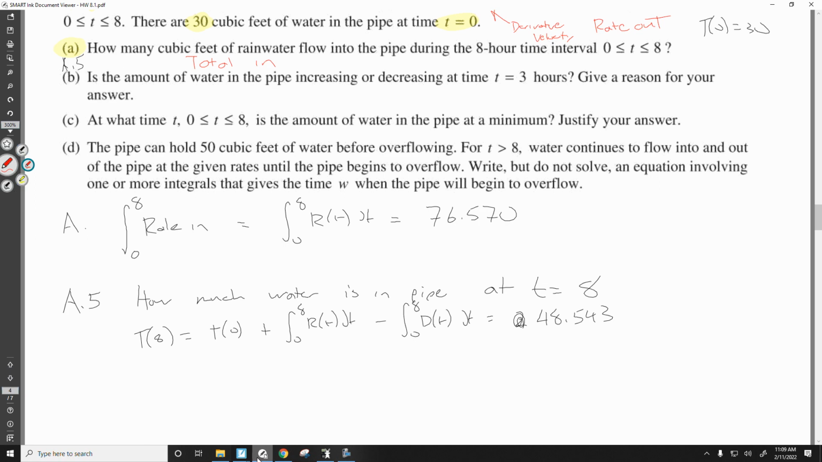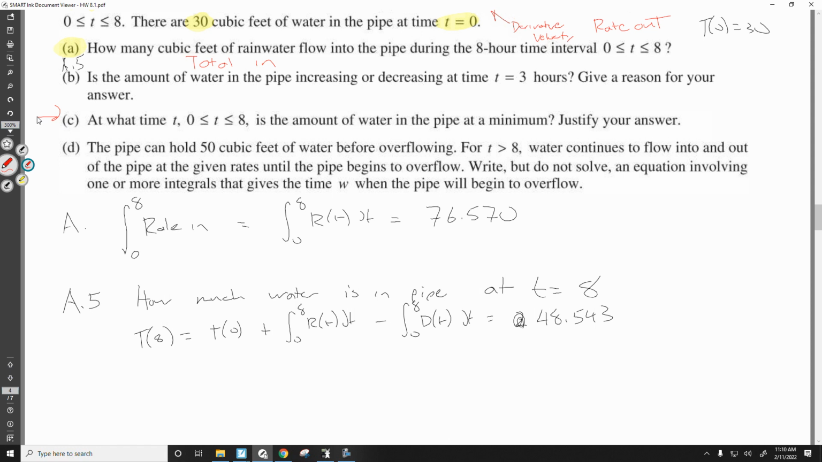But let's look at part B, and actually let's go straight to part C. Part C: at what time t from 0 to 8 is the amount of water in the pipe at a min? Is this just like the question I asked you from Unit 7? Furthest left, furthest right, max min position.